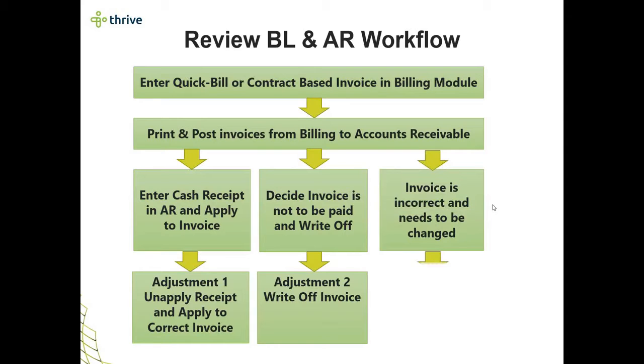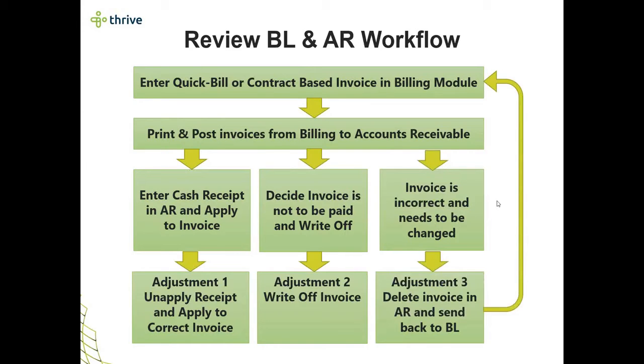The next item that I want to run through is an invoice is incorrect and needs to be changed. And the preferred way of doing this is to actually delete the invoice in accounts receivable and then send it back to billing for you to actually make the adjustment back in the billing module, and then repost it so that any adjustments flow through properly from there.